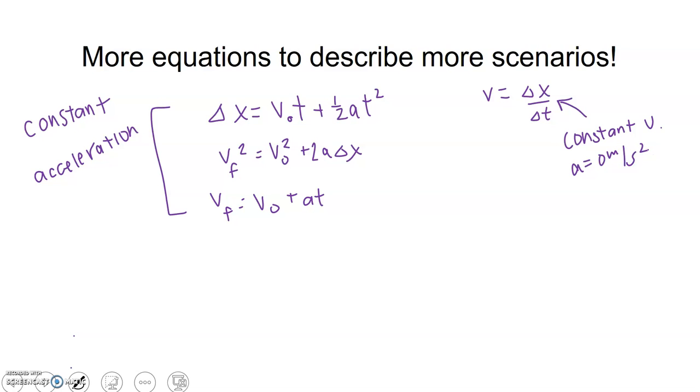The kinematic equations are helpful because they're each missing a different variable. This first equation does not include final velocity. The second does not include time. And the third does not include displacement. These missing variables from the equation will be helpful when choosing which equation to use.